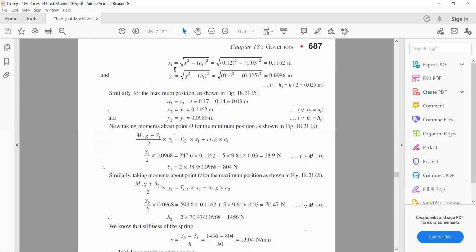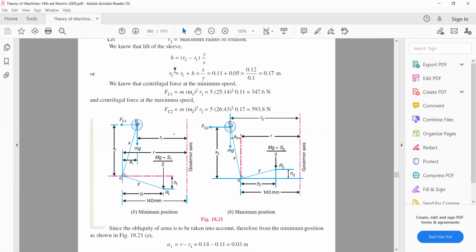Now we are going to find X1. For finding the X1 value, just observe X1. Let us take the triangle. Observe this value, X1. For getting X1, we will assume that this is one triangle, one right angle triangle. In this right angle triangle, what values are required?